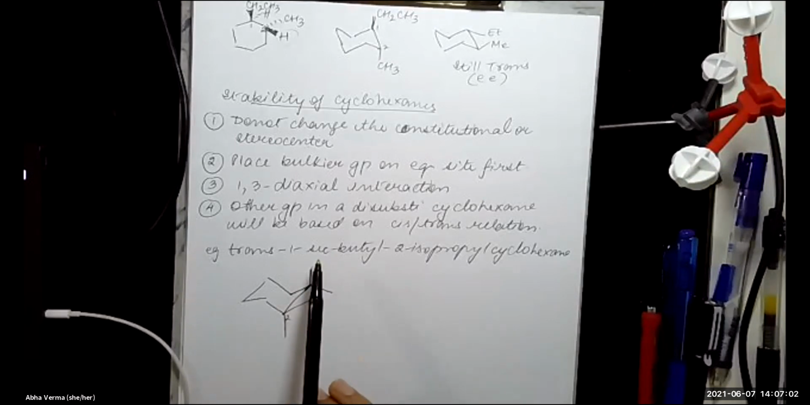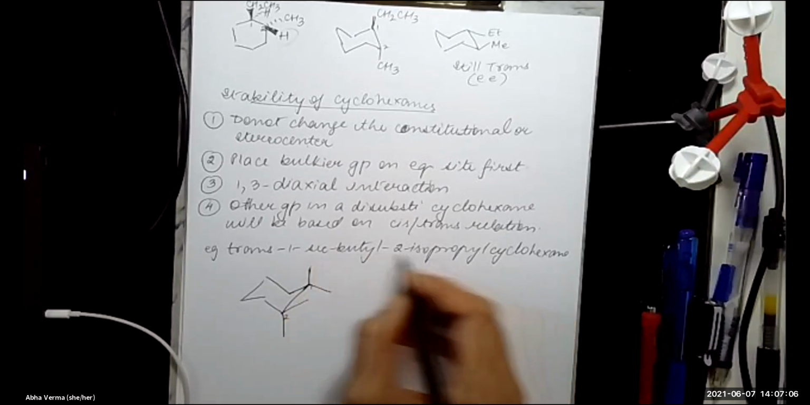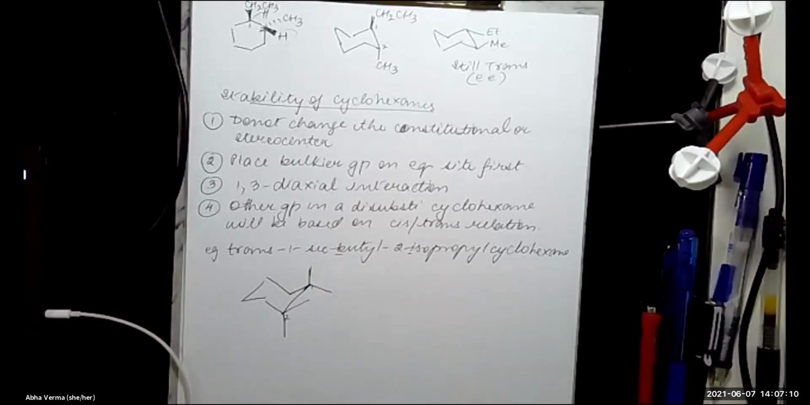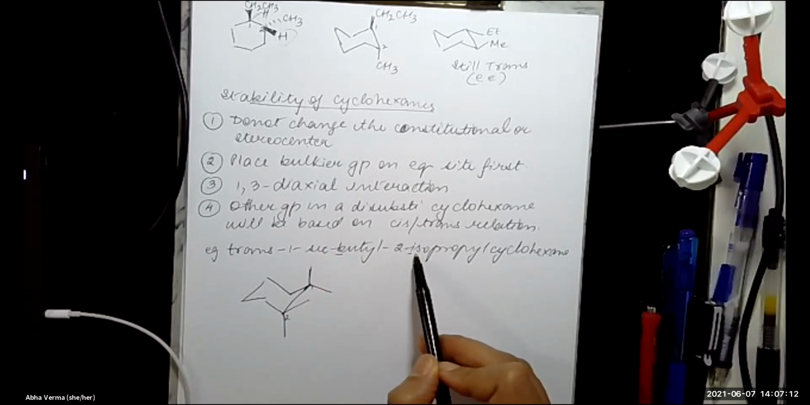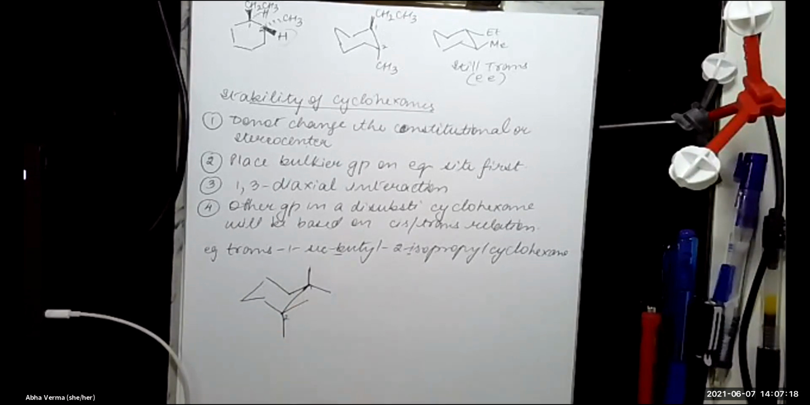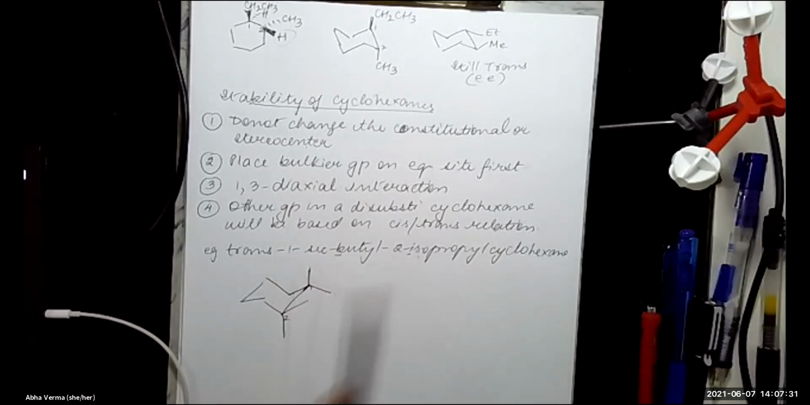Now I have to decide. Out of the sec-butyl, remember when you're naming, you only look at the special alphabets. Iso and neo are part of your alphabetical order. Sec and tert are not part of your alphabetical order when you're writing the names. So between isopropyl and sec-butyl, which is the bulkier group? Anybody?